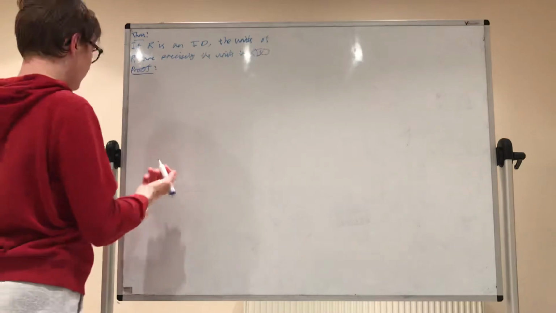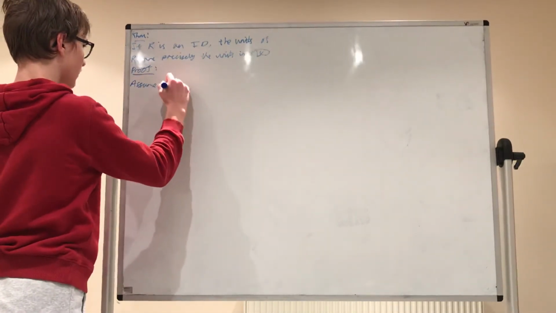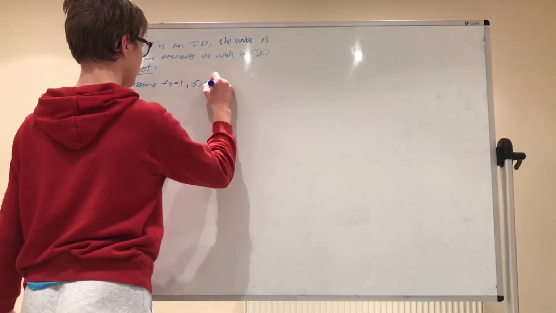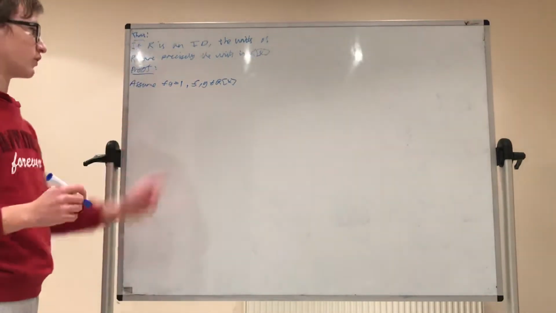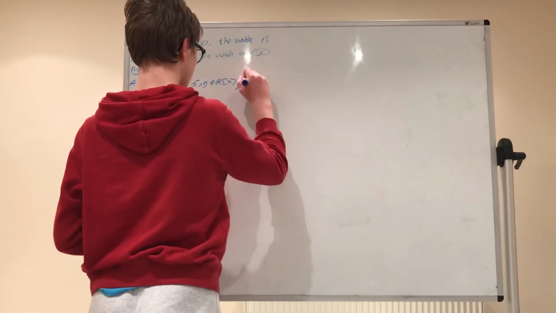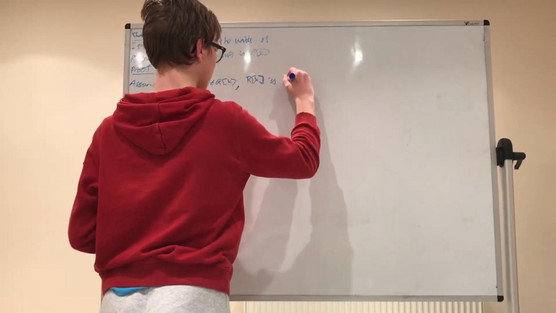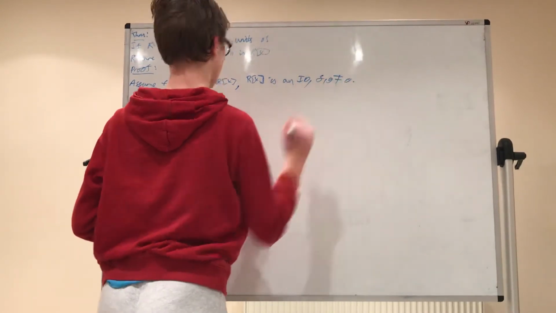So let's just see, let's assume fg equals 1, where f and g are both polynomials with coefficients in R. Then because R of X is an integral domain, f and g are not equal to 0.